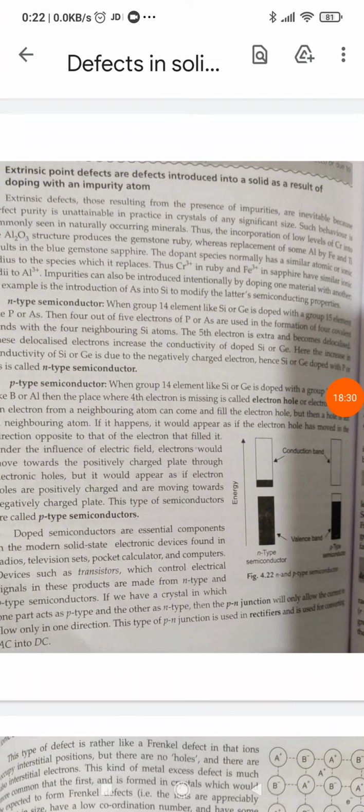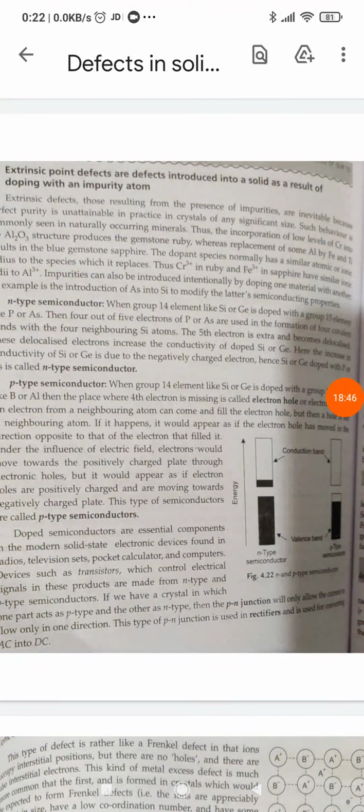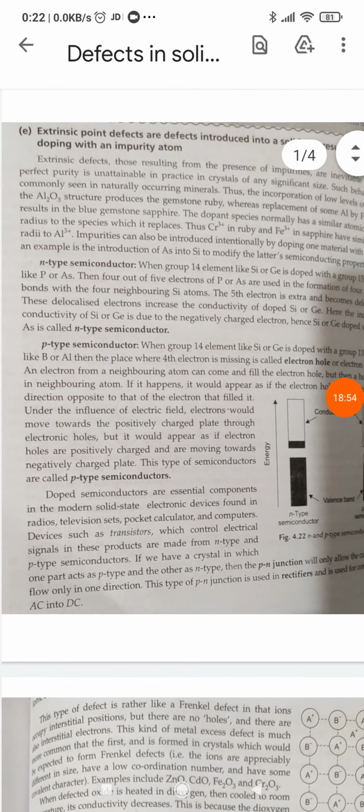Under the influence of an electric field, electrons would move towards the positively charged plate through electronic holes, but it would appear as if the electron holes are positively charged and are moving towards the negatively charged plate. And this type of semiconductor is known as a p-type semiconductor.